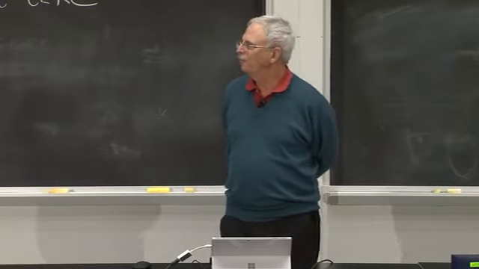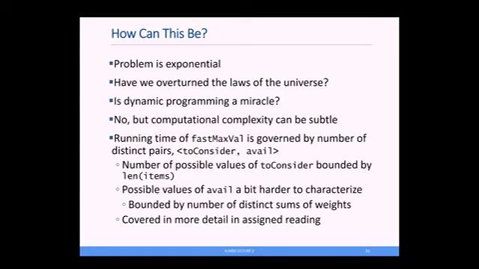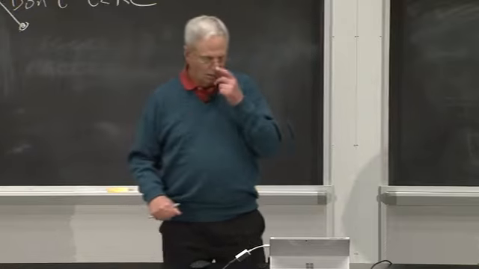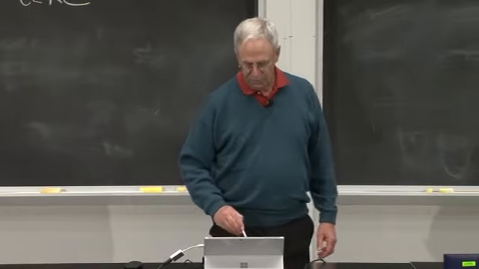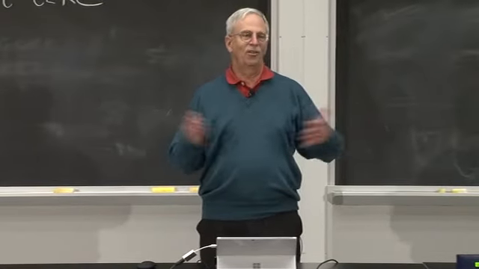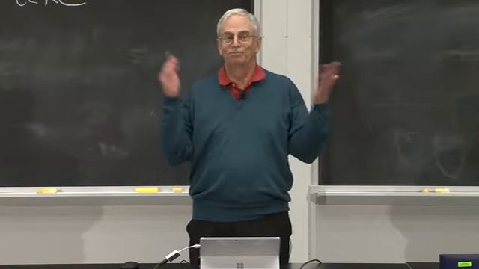The running time of fast max_val is governed by the number of distinct pairs that we might be able to use as keys in the memo: to consider and available. Well, the number of possible values of to consider is small, right? It's bounded by the length of the items. If I have 100 items, it's 0, 1, 2, up to 100.